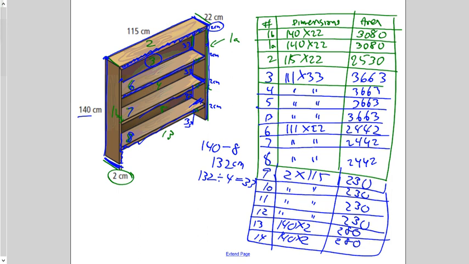Let's see if I can do this. No, I can't do this. I don't even want to do this. I don't even care. If you added all these up, that would be the total paintable surface area.